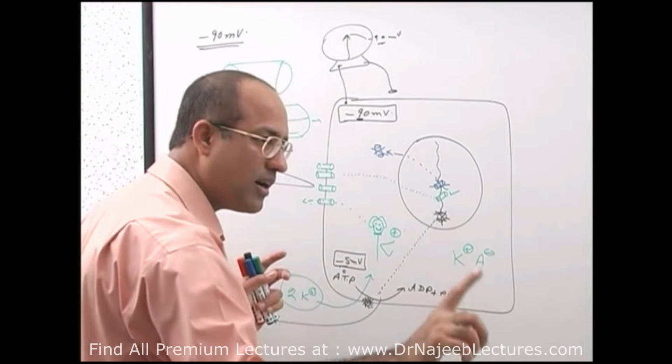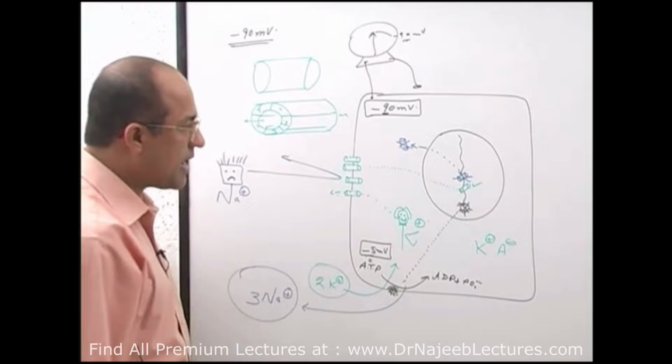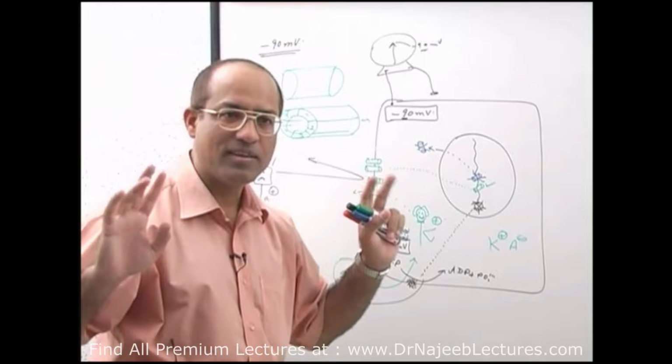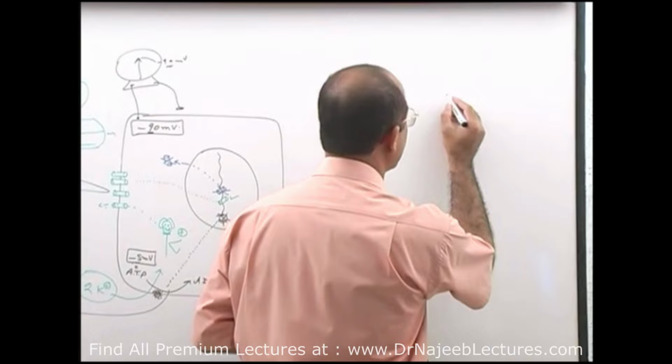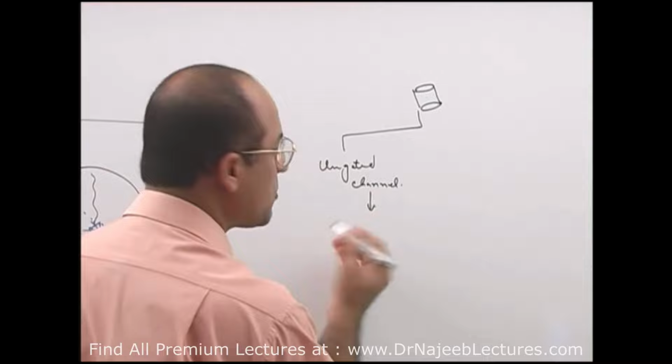But this cell has potassium channels, but it does not have sodium channels. These special type of potassium channels which I have expressed here are potassium leaky channels. They are ungated channels. They are unregulated channels. They are open all the time. There are many types of channels which a cell may have. I will discuss it later. Channels which may be present in the cell may be ungated channels. Ungated channels mean channels which are working all the time, regardless of the situation. So we call them simply leaky channels.